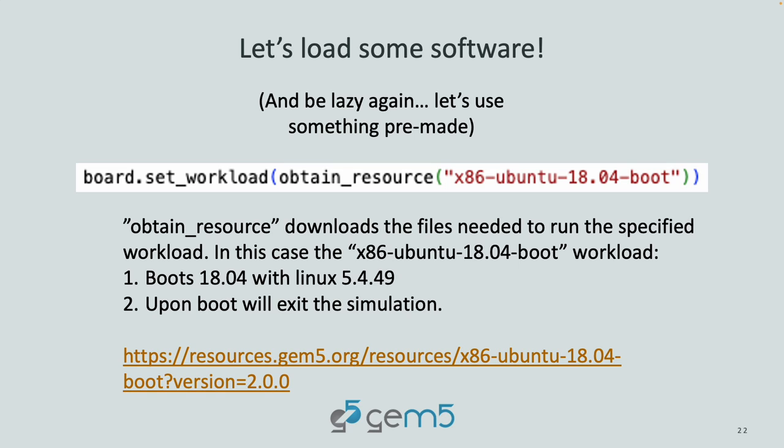Where do you find these resources? How do I find my own resources? Good question. So last year, some students built resources.gem5.org, which contains a library of all the resources. We're still working on it and still growing it. So this is the x86 Ubuntu 18.04 boot. If you just go to resources.gem5.org, go to a page like this, and I'll search for x86 Ubuntu boot.